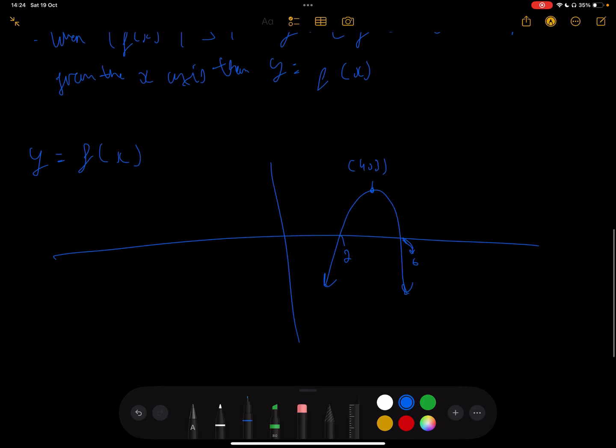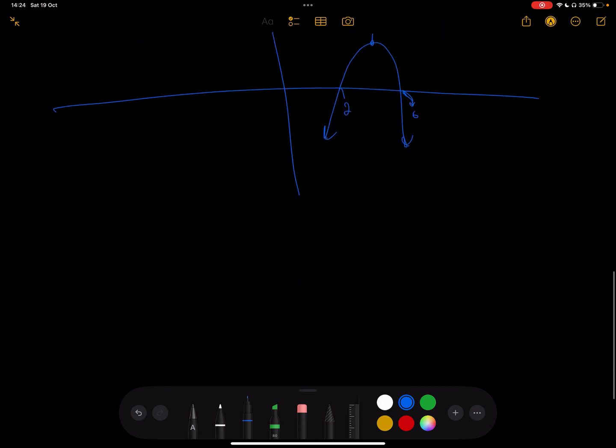Alright, so a typical question would be like, here's the graph of y is equal to f of x. Sketch the graph, or draw the graph, of y is equal to f of x squared alongside it. So we can draw an additional set of axes. So y is equal to f of x squared. So what would that look like?